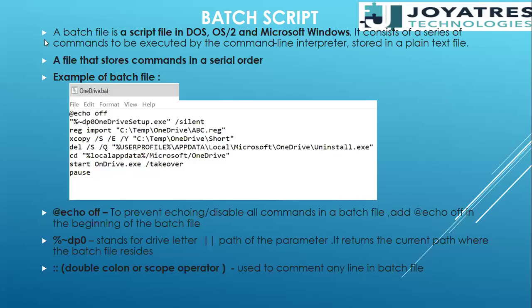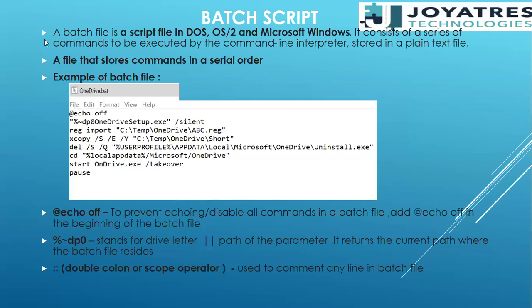A batch file is a script file in DOS operating system and Microsoft Windows. It consists of a series of commands to be executed by the command line interpreter, stored in a plain text file. So it is a plain text file wherein we have to write the commands in a serial way, so that they get executed one by one. A file that stores commands in a serial order. So this is an example of a batch file.